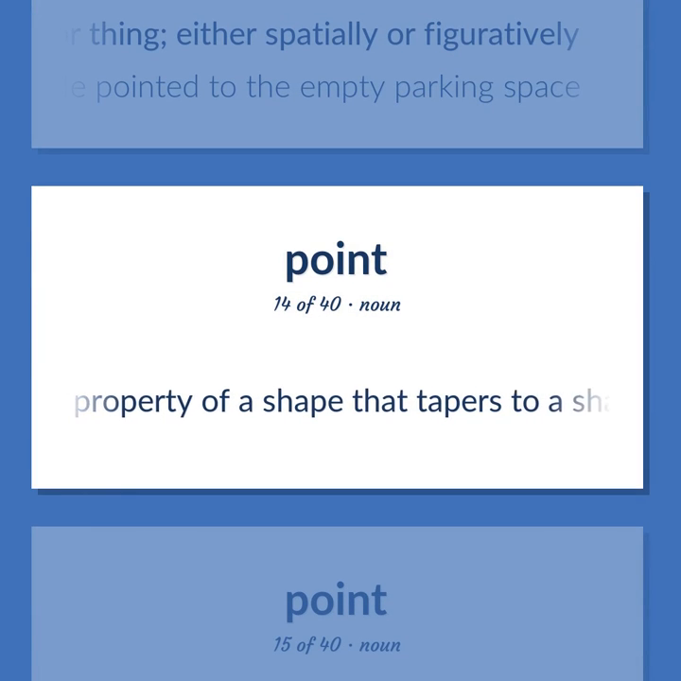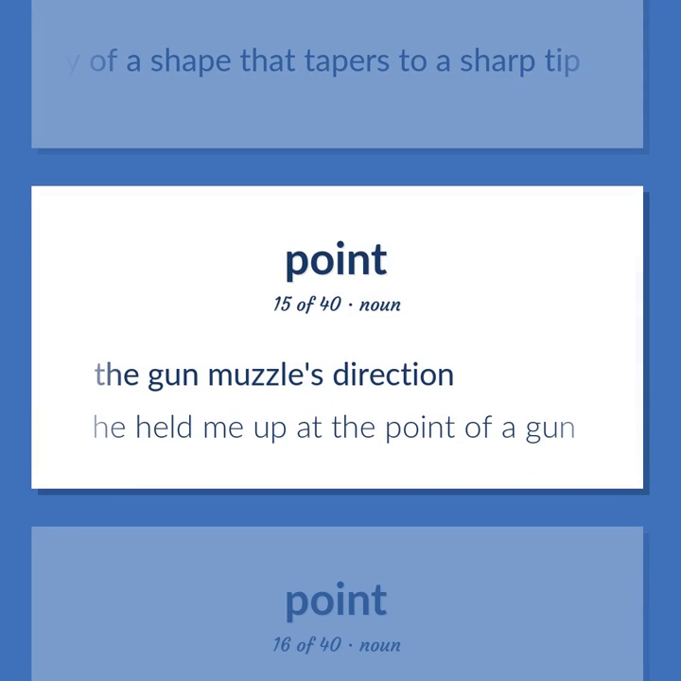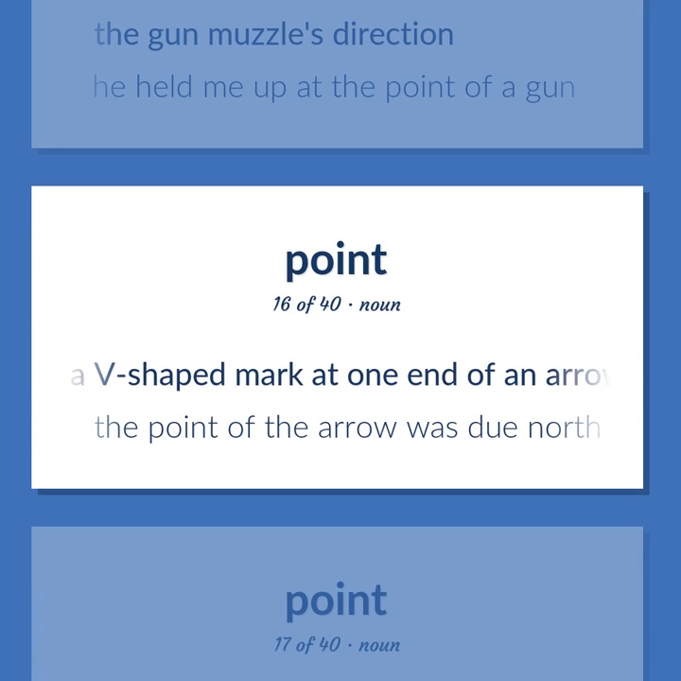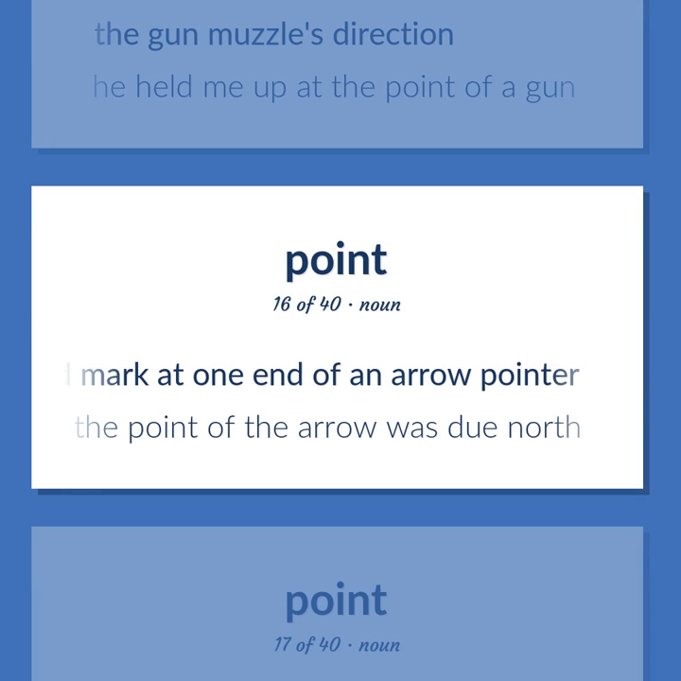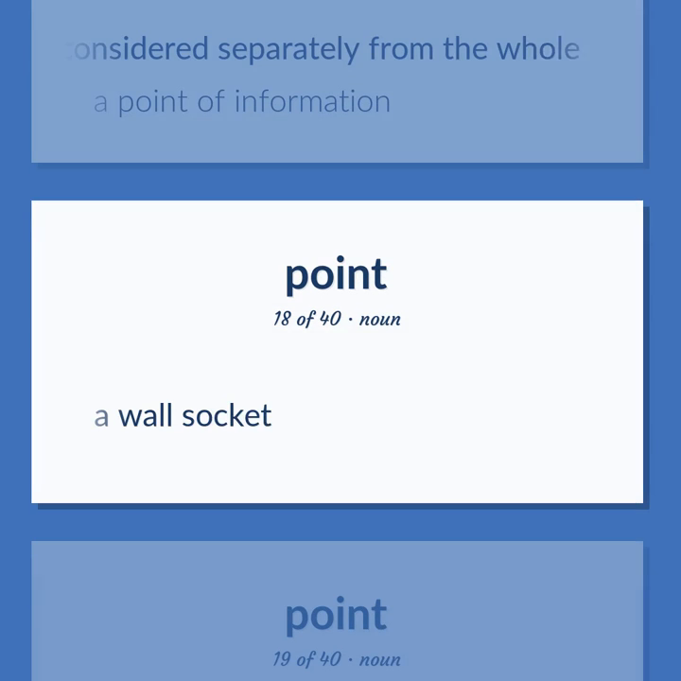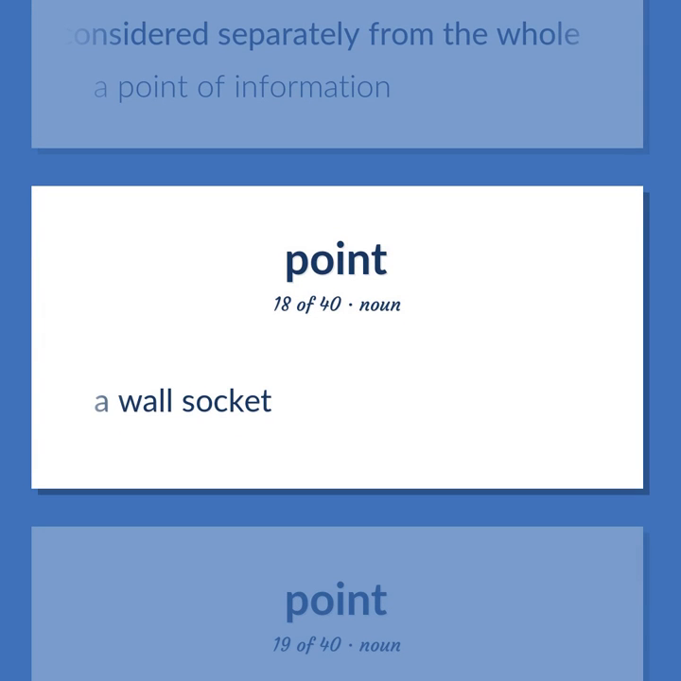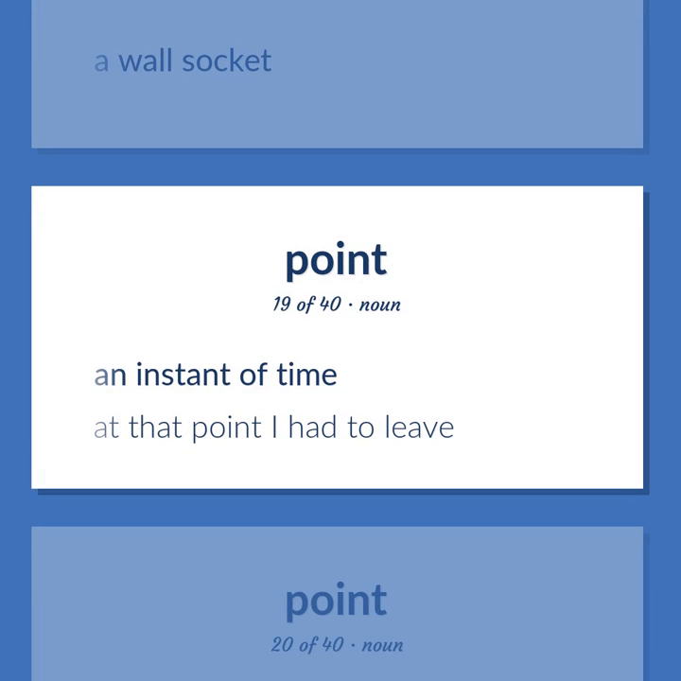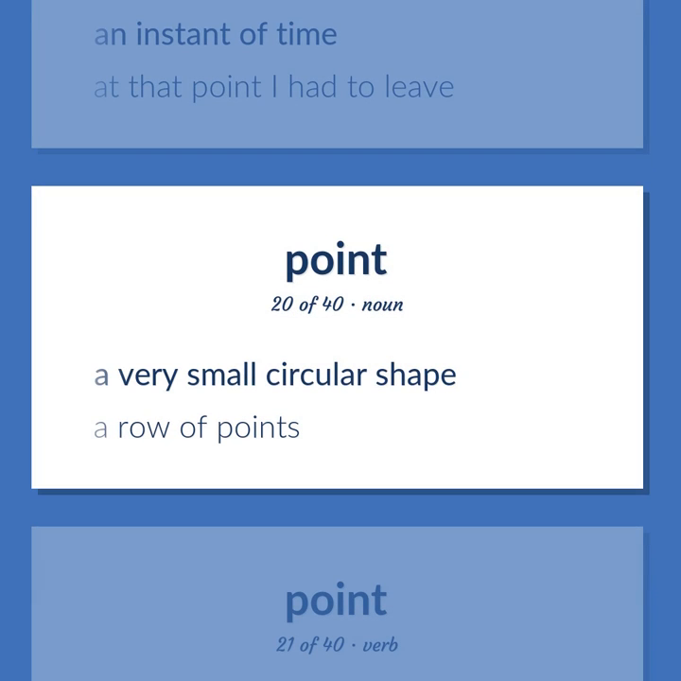The property of a shape that tapers to a sharp tip. The gun muzzle's direction. He held me up at the point of a gun. A V-shaped mark at one end of an arrow pointer. The point of the arrow was due north. An isolated fact that is considered separately from the whole. A point of information. A wall socket. An instant of time. At that point I had to leave. A very small circular shape. A row of points.